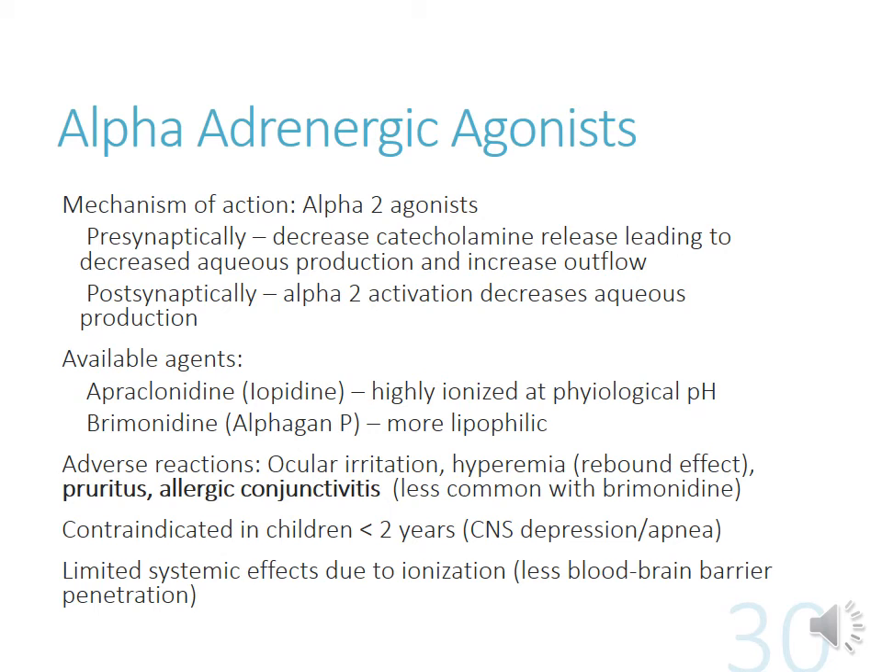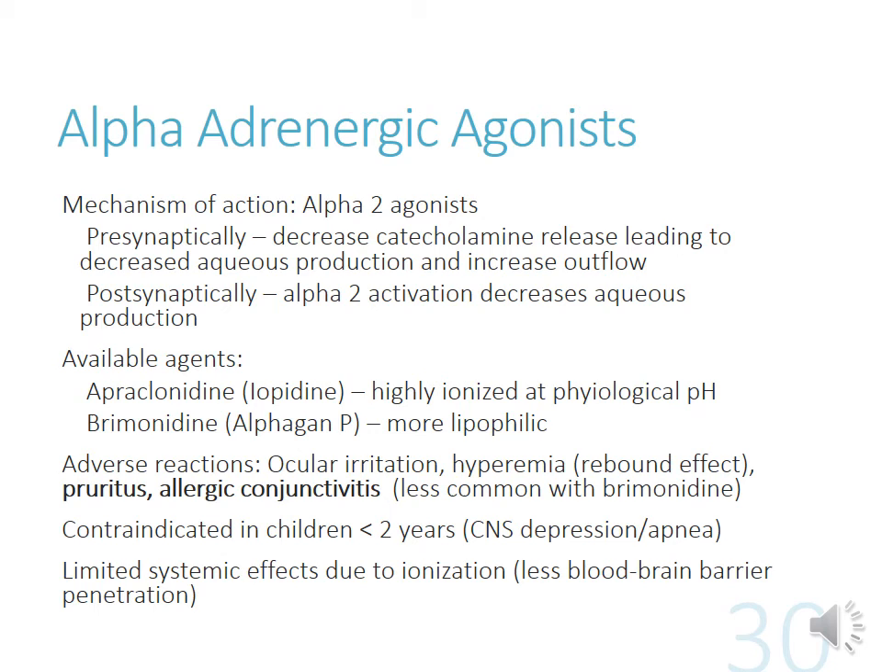You can end up seeing some hyperemia, especially as a rebound effect if you were to remove the medication, very similar to the effects we talked about with the other vasoconstrictors. Also, you can have some allergic conjunctivitis to these medications as well. You typically see less of this with brimonidine, so that one typically gets used a little bit more frequently. One thing to note here as well, very similar to what we were talking about with the accidental poisoning with those ophthalmic vasoconstrictors, is that these agents are contraindicated in children less than 2 years of age.